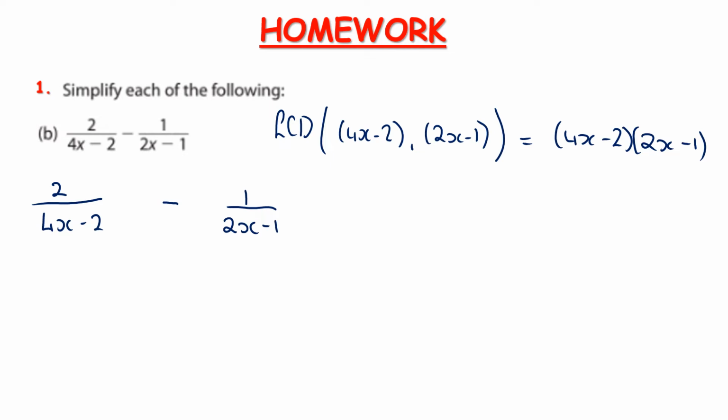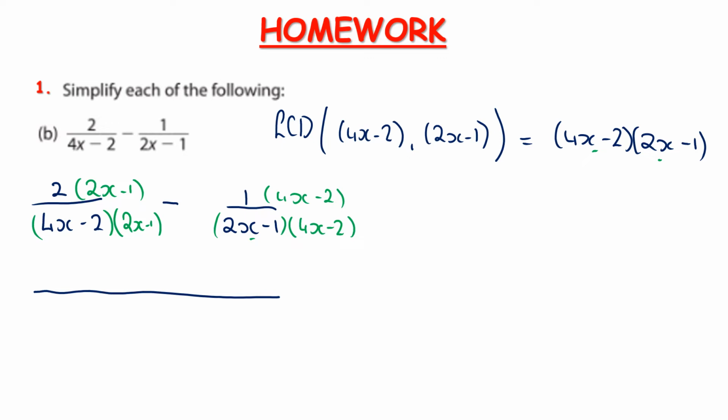I have the 4x minus 2 already here, so I'm going to multiply that by 2x minus 1. If I multiply the bottom, I have to multiply the top. I have a 2x minus 1 here, so I'm missing, put this in a bracket, a 4x minus 2. If I multiply that by the bottom, I have to multiply it by the top. Then I combine. My lowest common denominator is 4x minus 2 times 2x minus 1. On the top, I have 2 times 2x minus 1. Then I have minus 1 times 4x minus 2.